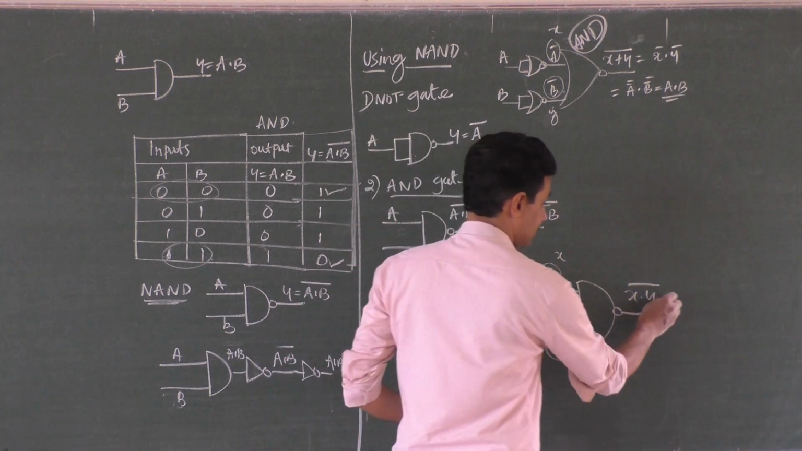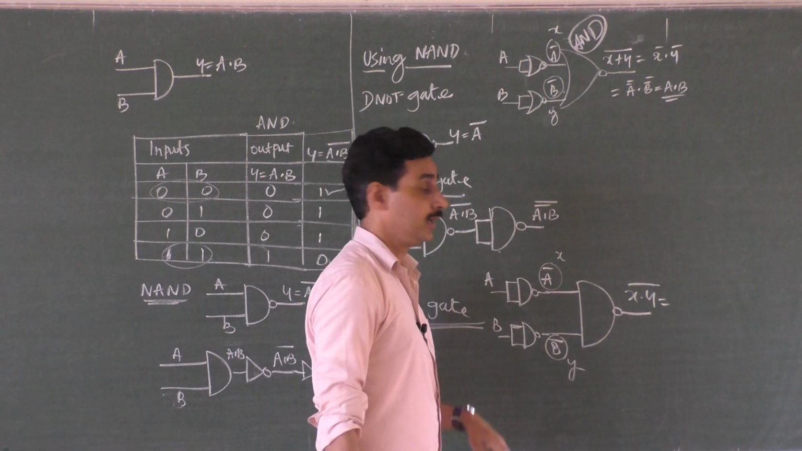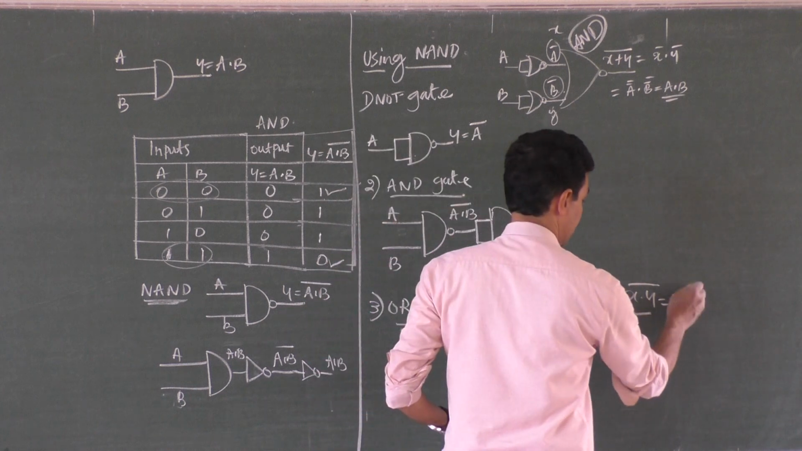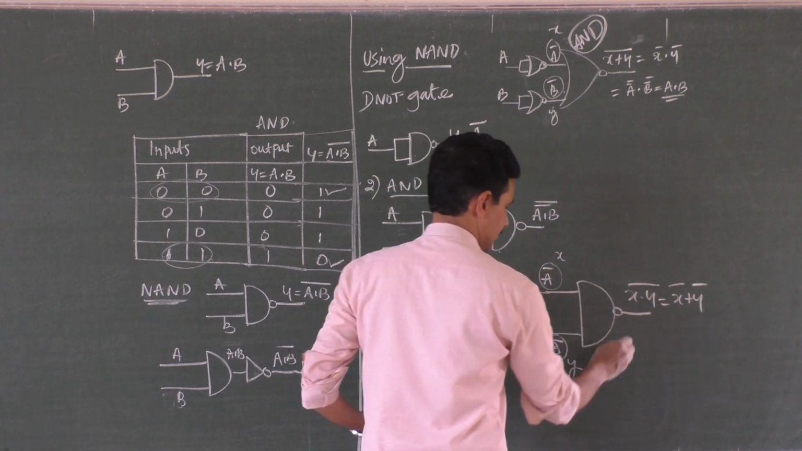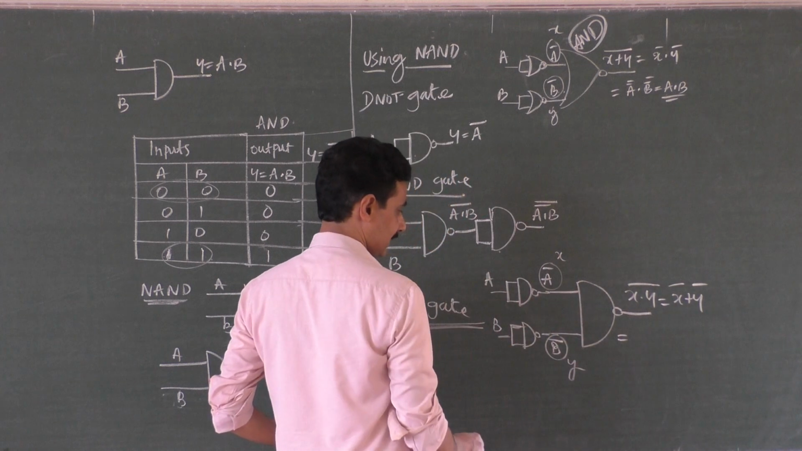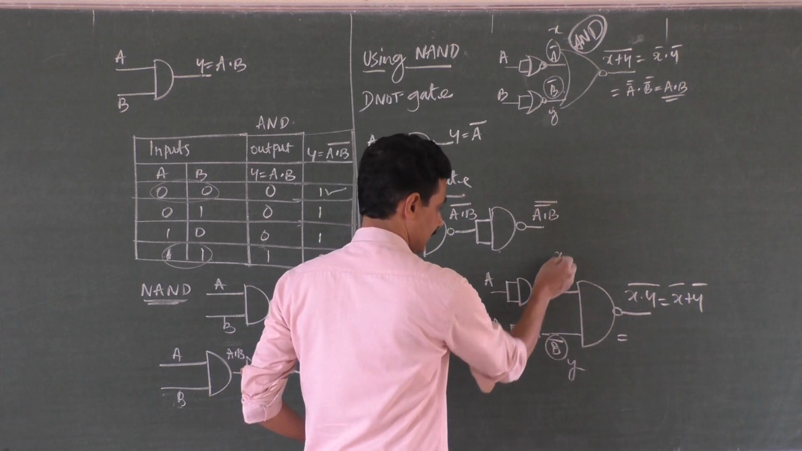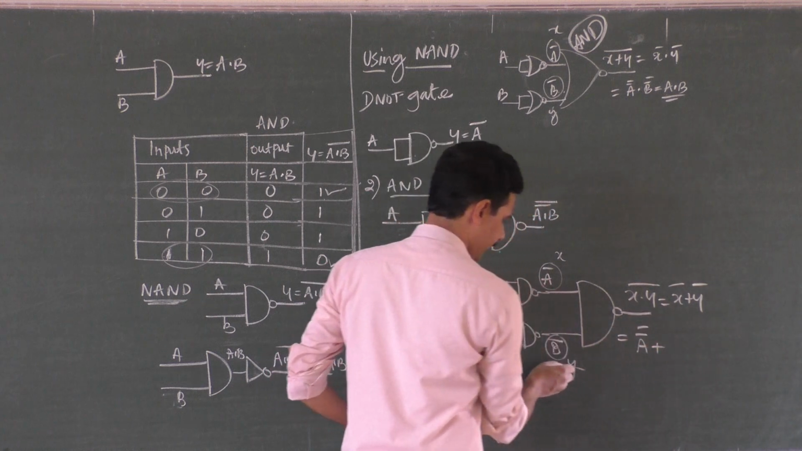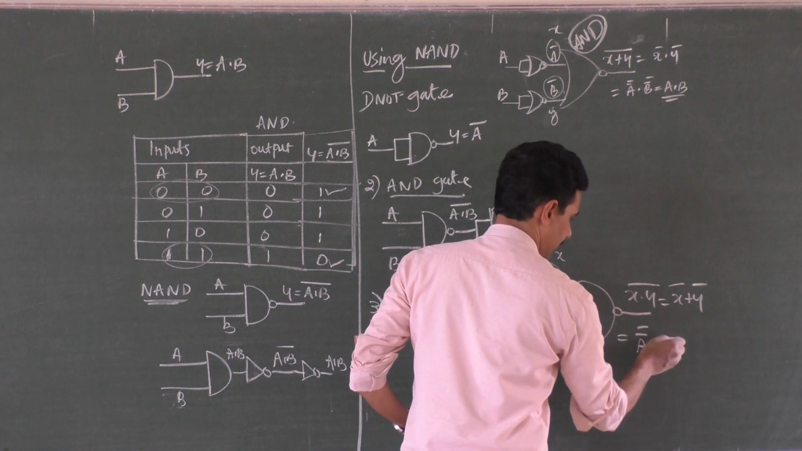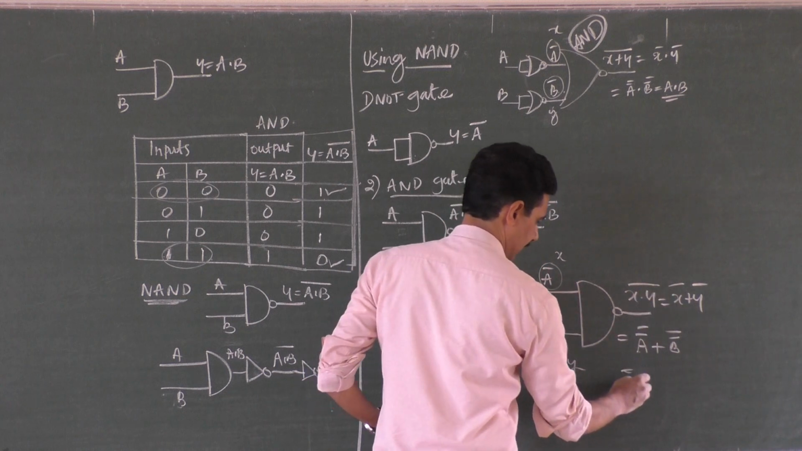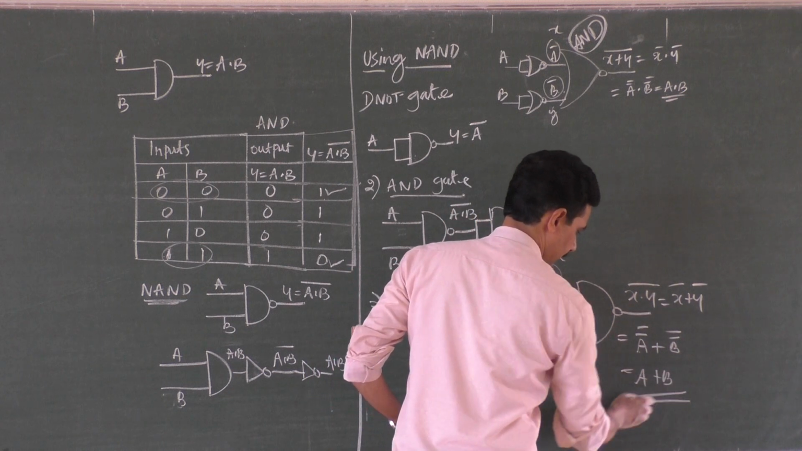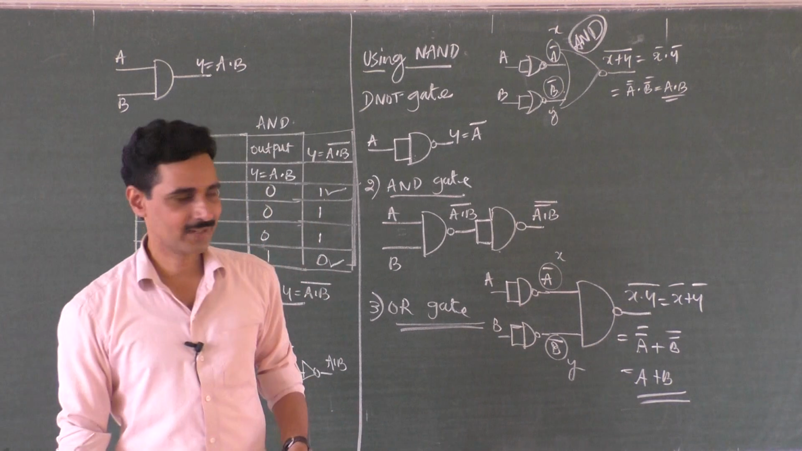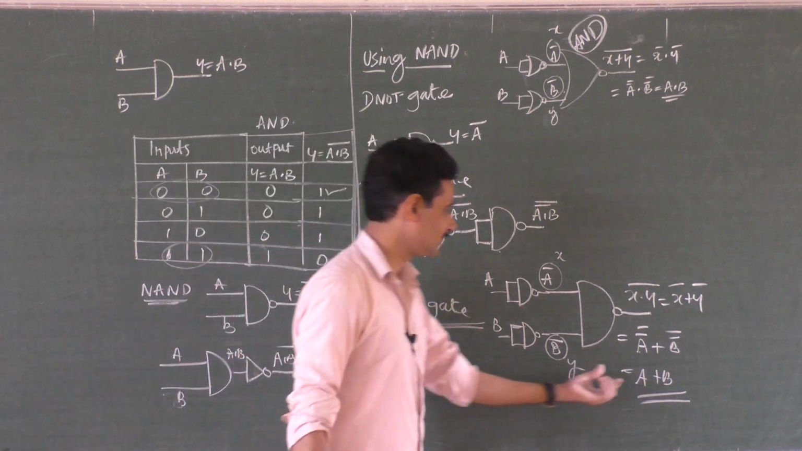Now how can you extend this using De Morgan's theorem? X dot Y whole bar is equal to X bar plus Y bar. What is X bar? X itself is A bar, so X bar is A bar bar, and Y itself is B bar, so Y bar is B bar bar. But A bar bar is A, B bar bar is B, so the output is A plus B. That is OR gate, right? This is OR gate using NAND gate.